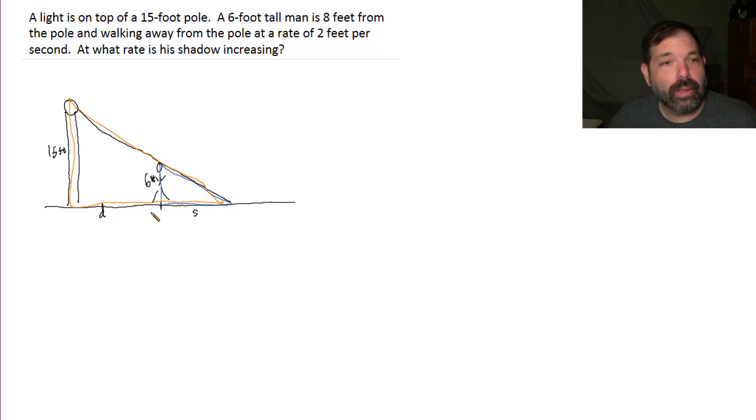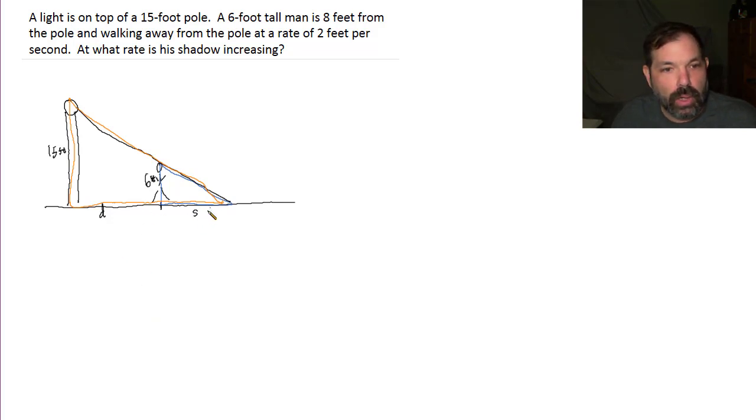Now, if we assume that the pole's at a right angle to the ground, it doesn't really matter. We don't even need to make any assumptions here. We have similar triangles here. So let's use a proportion to create the relation.